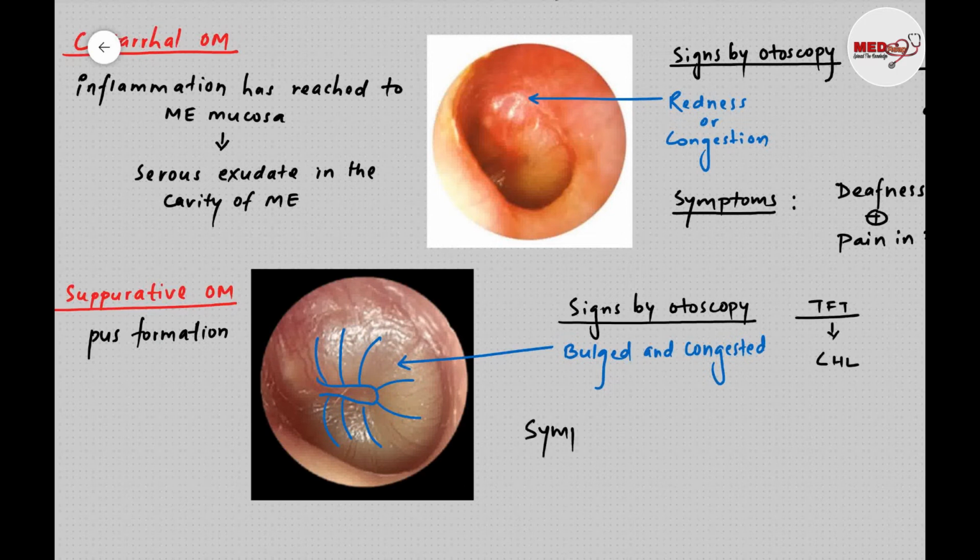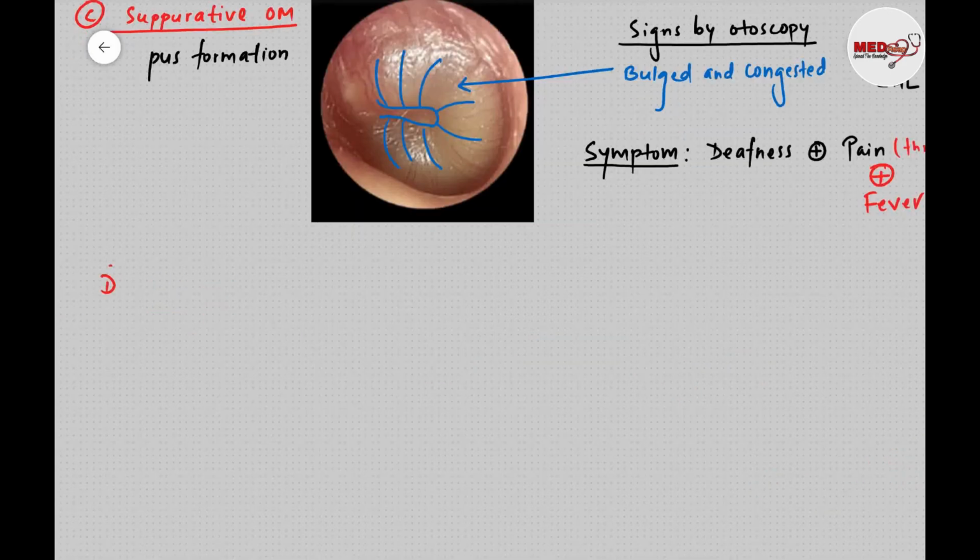As in the previous stages, there will be deafness and pain, but the nature of pain is throbbing because of the pus. Along with the deafness and the throbbing pain, there will be a characteristic symptom which is fever. It is because of the suppurative inflammation. Now let's come to the fourth stage, which is the stage of perforation.